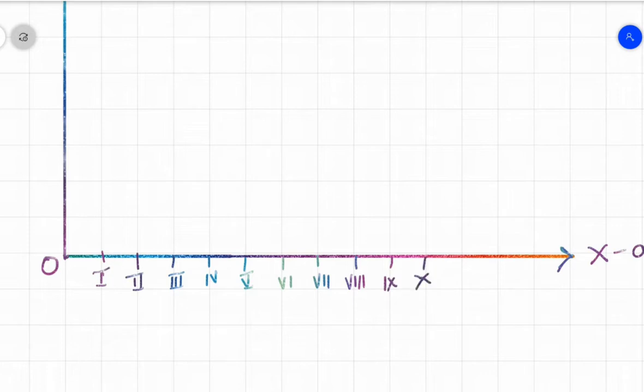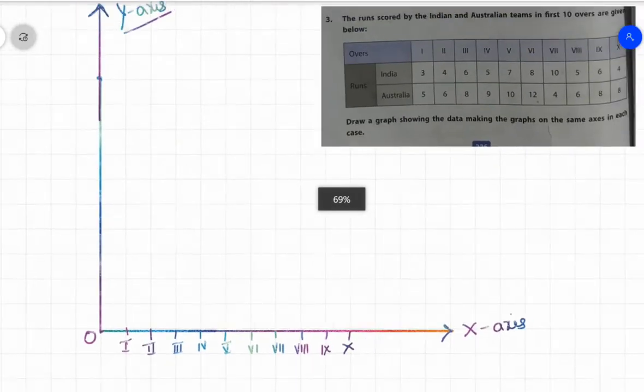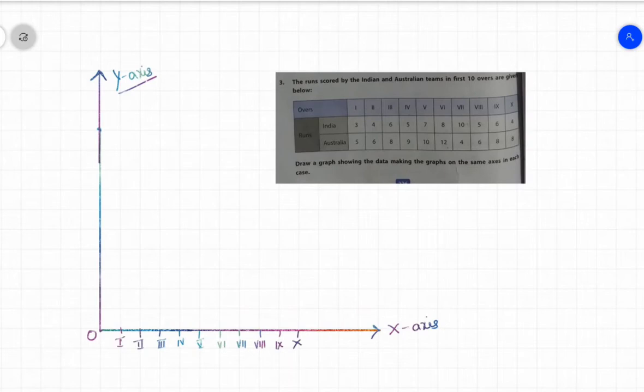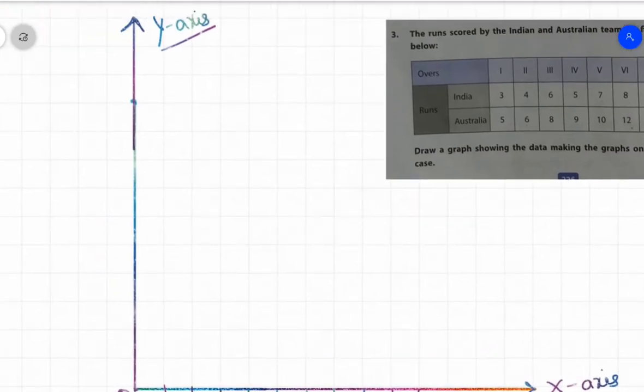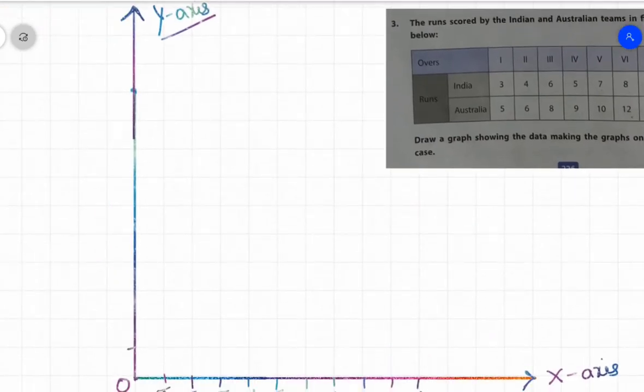Now let us plot for the y-axis. Let us see how you can plot for the y-axis. On the y-axis you have to put numbers 1, 2, 3, 4 like this. Smallest is 3, biggest is 12, so we can start with 1. Let us start with 1 and put the numbers here: 1, 2, 3, 4, 5, 6, 7, 8, 9, 10, 11 and 12. Now we shall plot the graph.